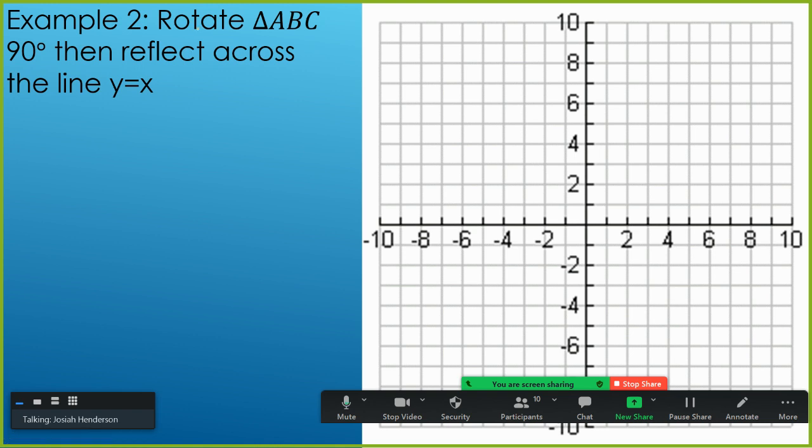So this time it's saying rotate ABC 90 degrees and then reflect it across the line y equals x. So here's our 2 transformations. Rotate 90 and then reflect across this line y equals x.